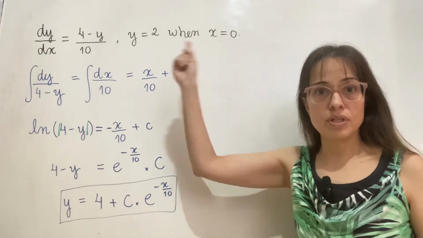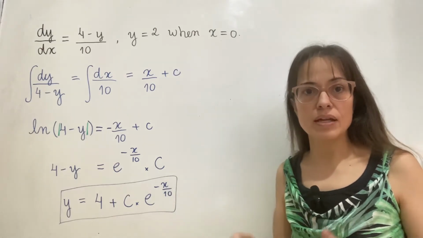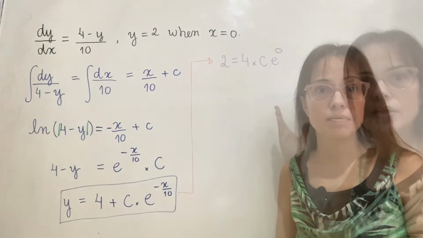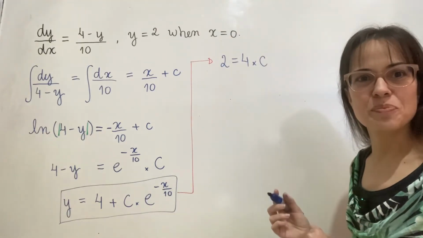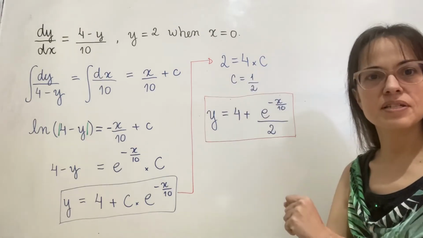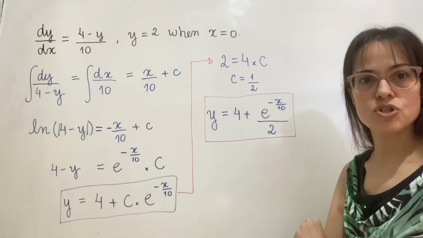Now we need to put the initial condition into that in order to find the value of the constant. Yeah, so that e to the power of 0 is just 1, and clearly the constant needs to be a half. So here is the final answer to that question.